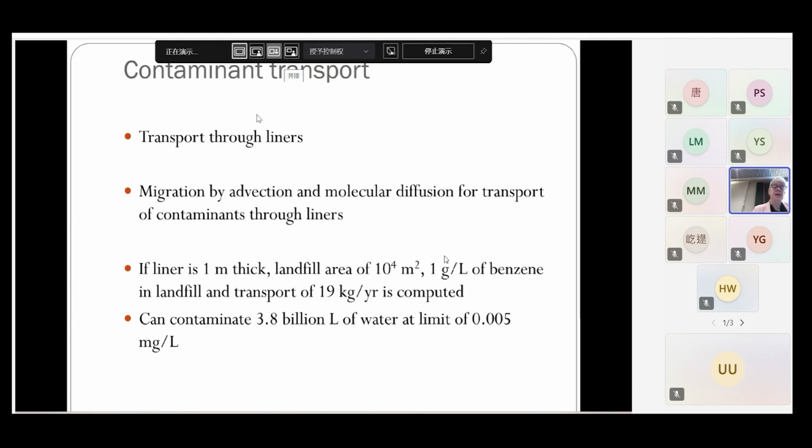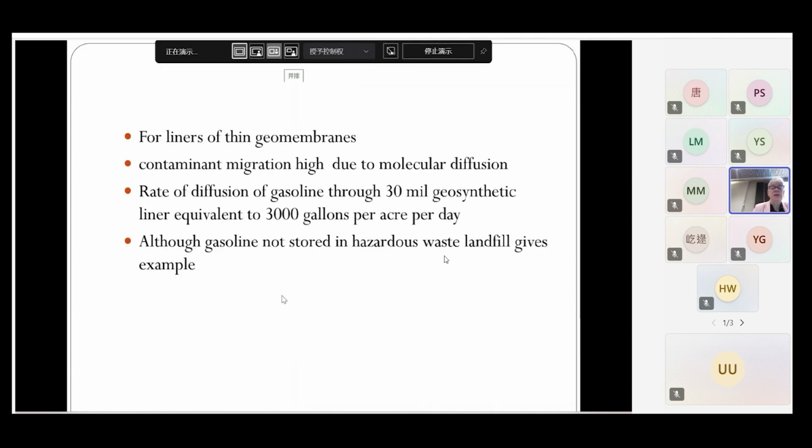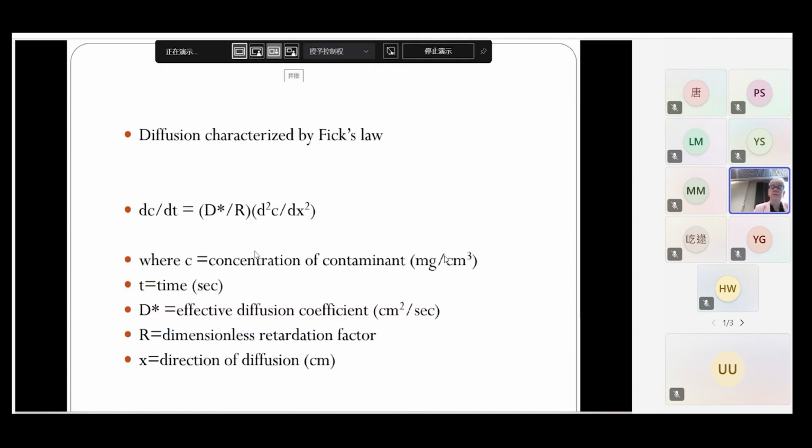So you can have a certain amount of transport, as I mentioned, through these liners, through advection and diffusion. So this is the quick rate of diffusion that you can have through this fixed layer. You have a diffusion coefficient, you have this retardation due to the absorption, and then you have the change of concentrations with distance and so on. So this is basically your change of concentration over time due to diffusion.